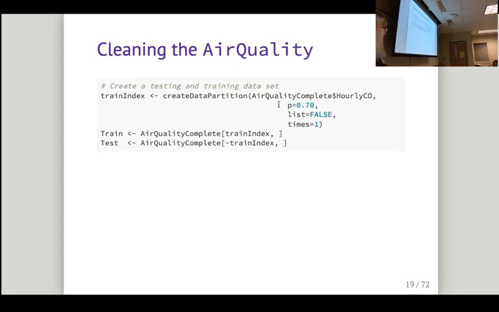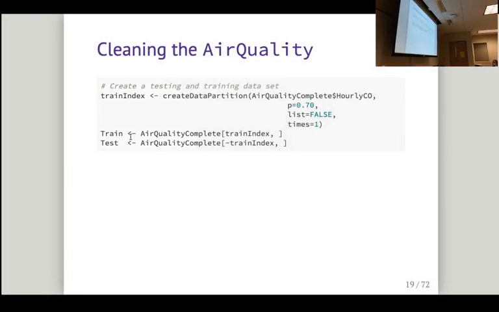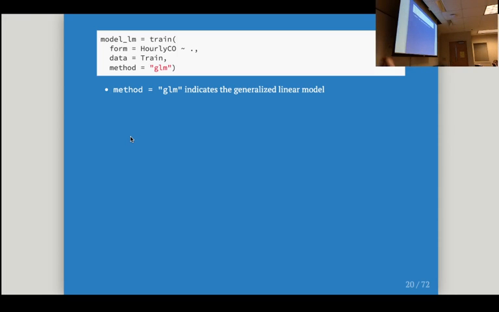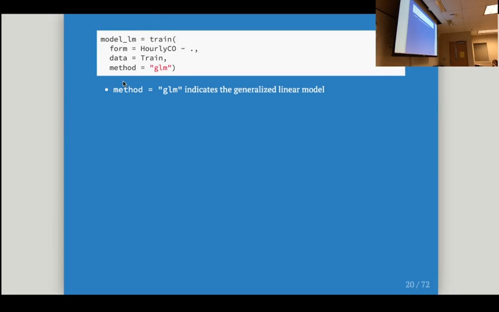So here's the data. We're going to create our testing and training data set. Here I'll use a 70-30 split. So I've got train representing my training data, test representing my testing data. And I'll go ahead and just fit a basic linear regression model. So I'll use method GLM. This indicates the generalized linear model. This is a much broader model than just regression, but GLM implements linear regression unless you tell it otherwise.